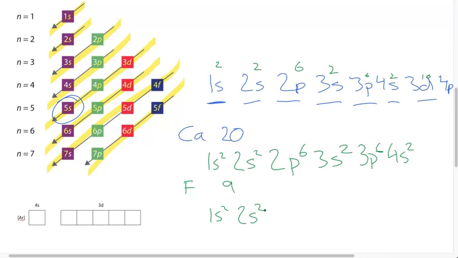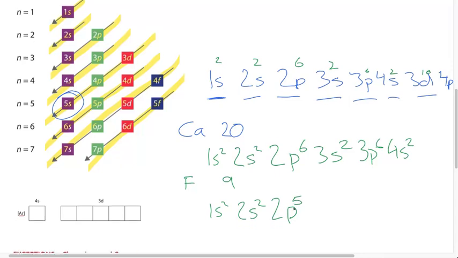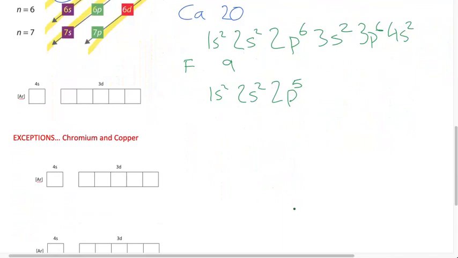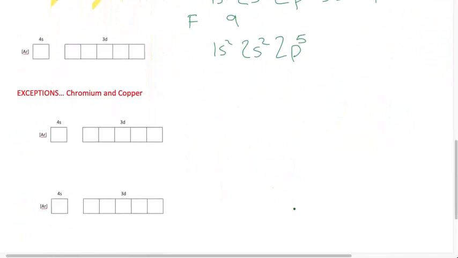So 1s2, 2s2. I've used 4 so far. I need another 5. So 2p. I've only got another 5 electrons. It's got a capacity of 6. It's not going to fill it. 1s2, 2s2, 2p5. Okay? So it's about basically just filling your electrons from the 1s until you've reached the capacity of electrons you have. Once you start getting to a few of your larger ones, you start getting a little bit more complex, and you start getting some exceptions.